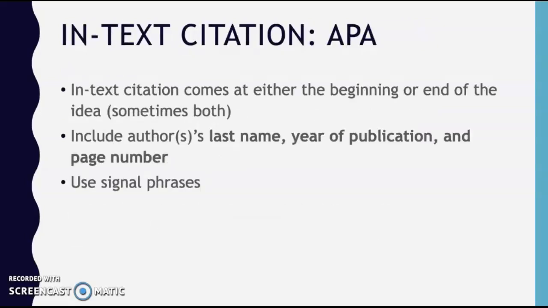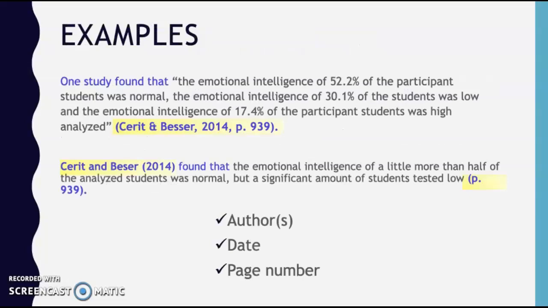The actual citation will come either at the beginning or the end of the idea you're using, sometimes both. You'll see an example. You need to include the author's last name, the year of publication, and the page number. And again, make sure you use a signal phrase. Here are a couple of examples. The signal phrase is in blue, and the citation is highlighted in yellow.